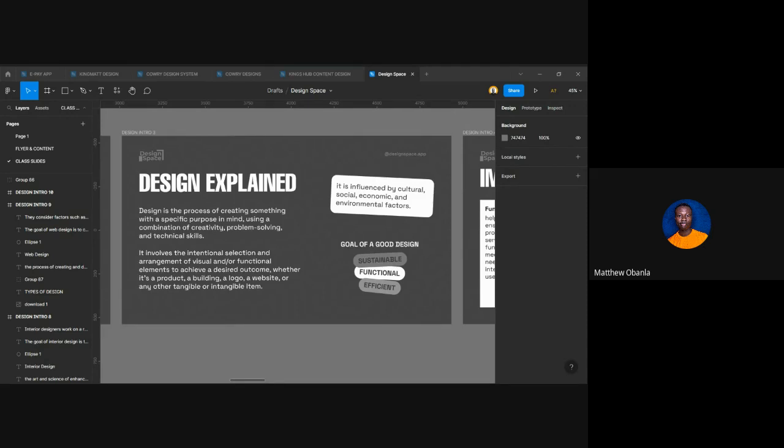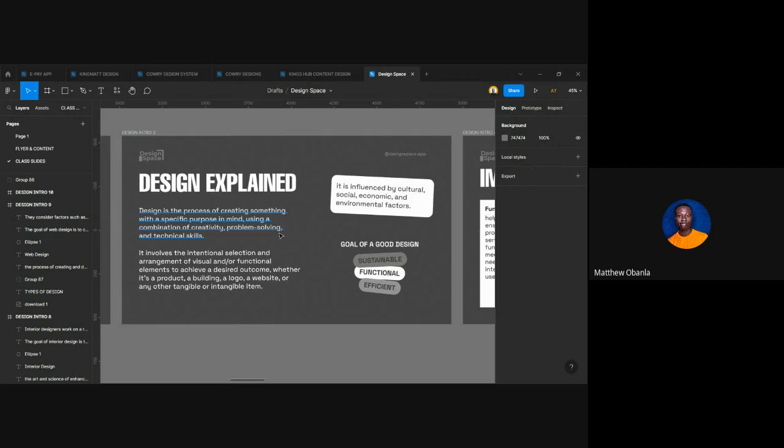That's an example of a product. So when they were designed, the person that brought out the idea of a fork or a spoon, you get what I'm saying? That person was thinking of something in mind. That person was thinking to solve a problem, using a combination of creativity, problem solving, and technical skill.